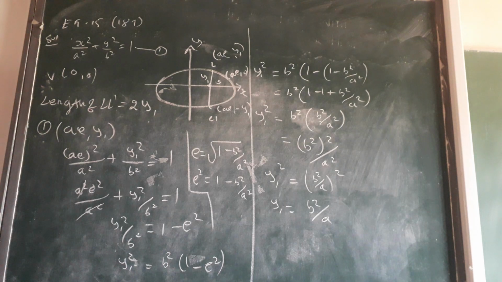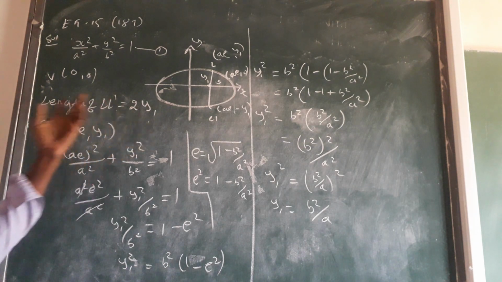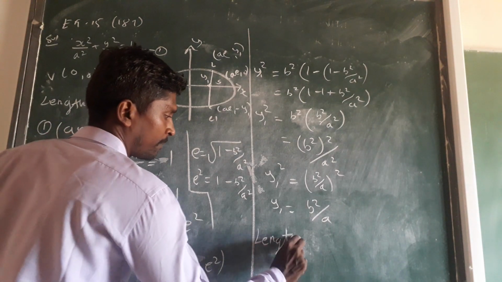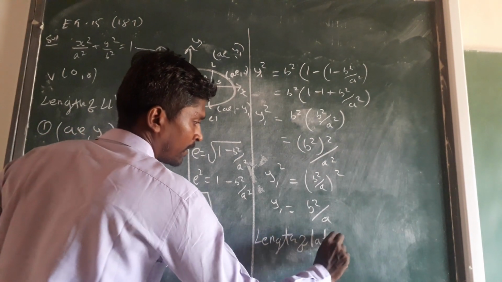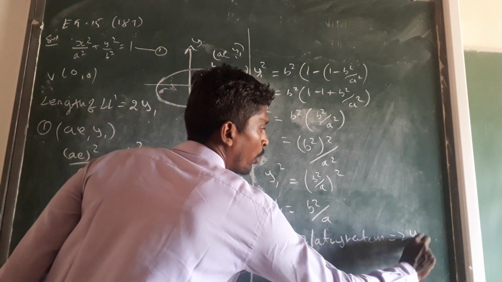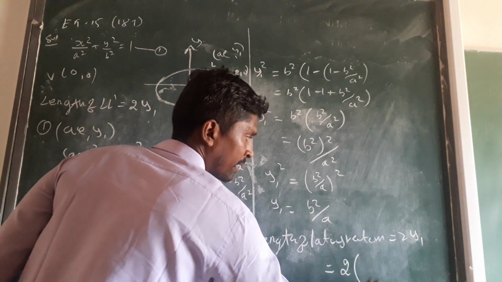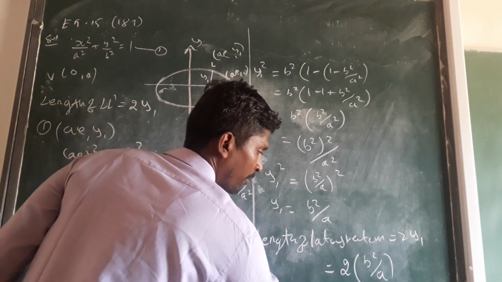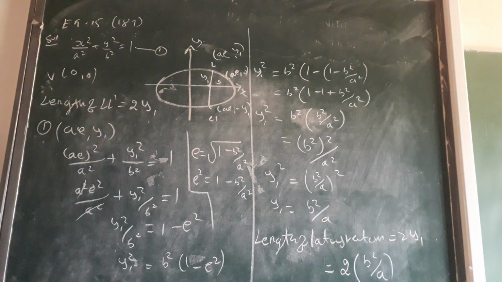So after finding y1, we substitute it here, because we want the length of the latus rectum. The length of the latus rectum equals 2y1. So 2 into b squared by a, the y1 value. So 2b squared by a is the length of the latus rectum.